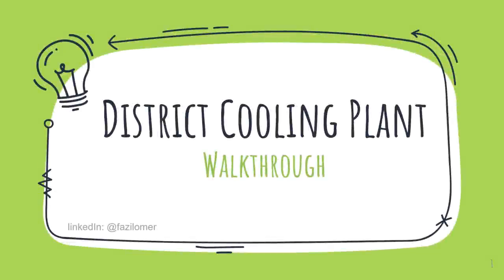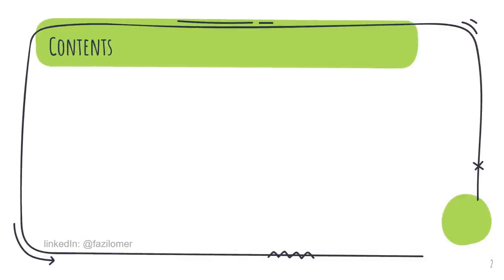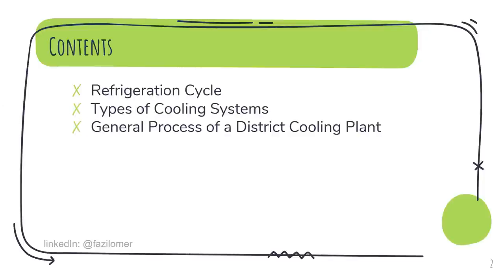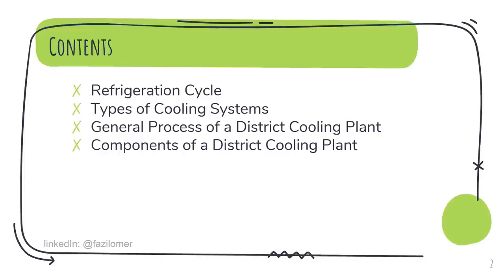The main objective of this presentation is to give a general idea about the district cooling system and its various components. In this presentation, we are going to discuss about refrigeration cycle, various types of cooling systems, general process of a district cooling plant, and various components of a district cooling plant.